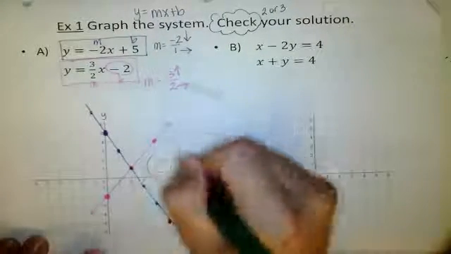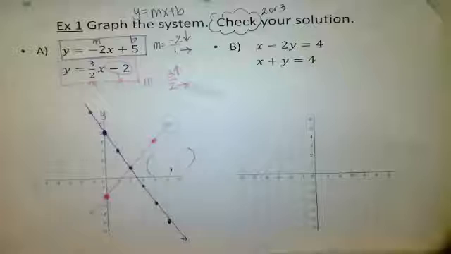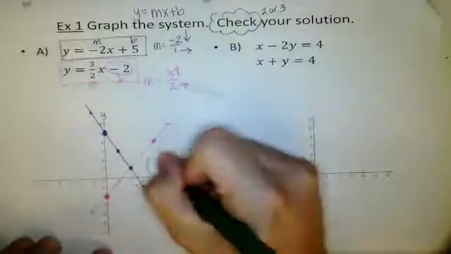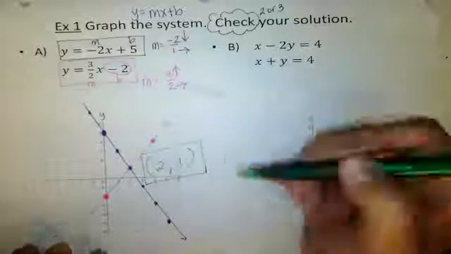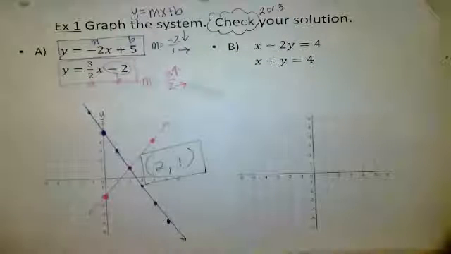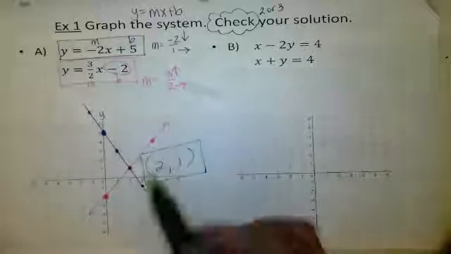Right here, what is this ordered pair where these two lines intersect? 2, 1. Ladies and gentlemen, that is the solution we're looking for. We want to know, where do those lines intersect? What point do they have in common? Okay, write down that ordered pair.